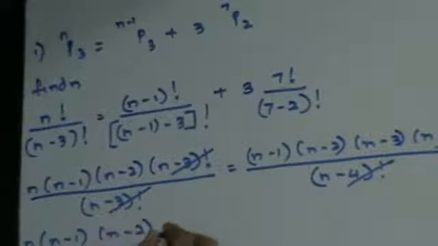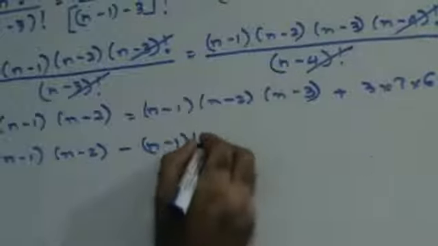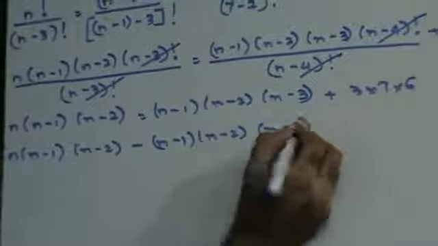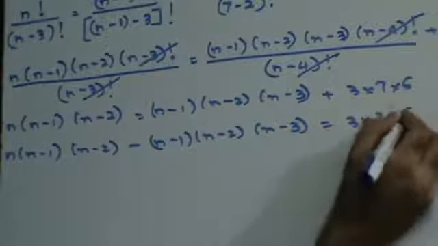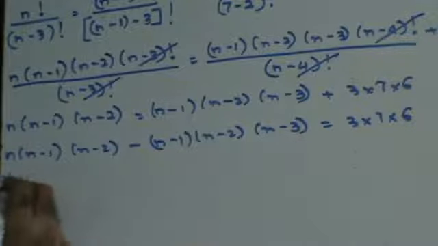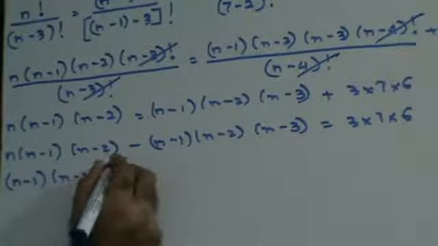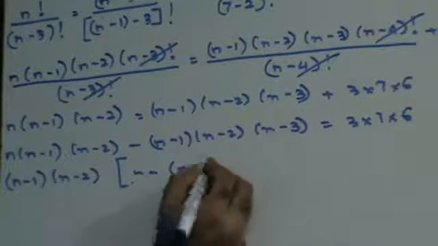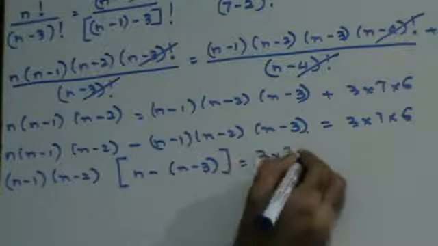That leaves you with n minus 1, n minus 2 is equal to n minus 1, n minus 2, n minus 3 plus 3 into 7 into 6. Take everything on one side: n minus 1, n minus 2 minus n minus 1, n minus 2, n minus 3 is 3 into 7 into 6. So in that case I'll get n minus 1, n minus 2 common. N remains from here minus n minus 3 remains from here is 3 into 7 into 6.